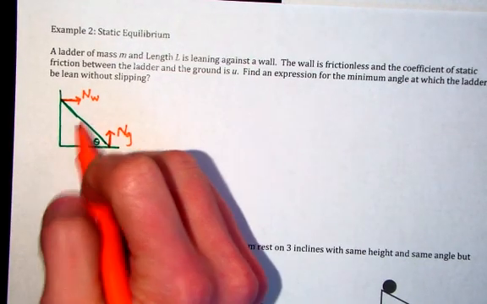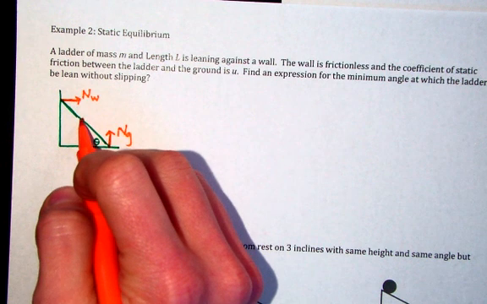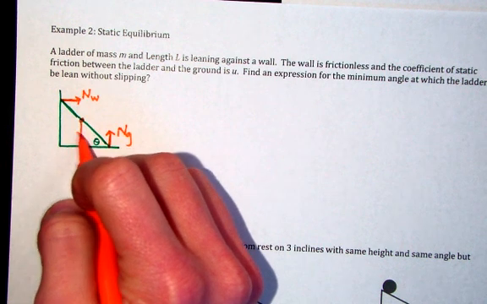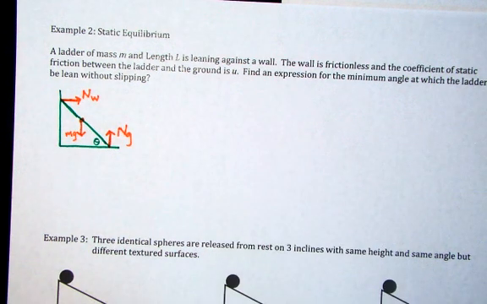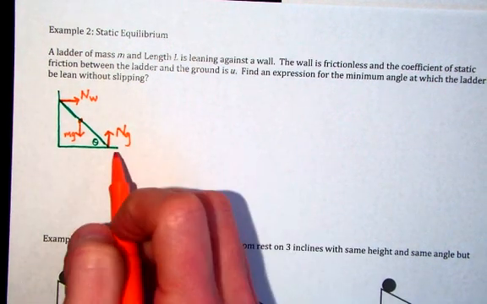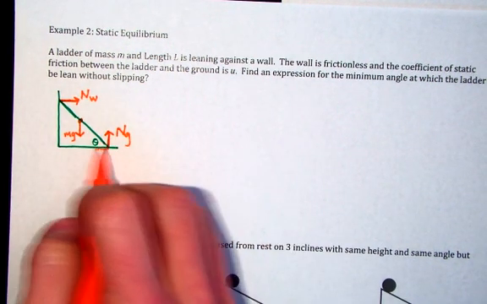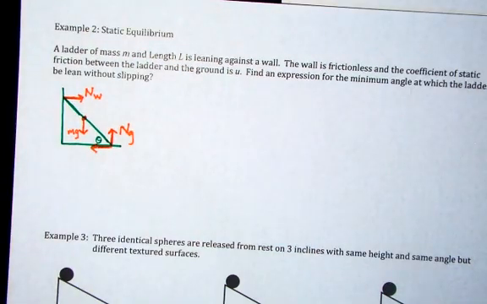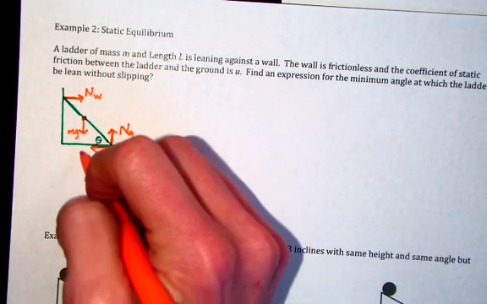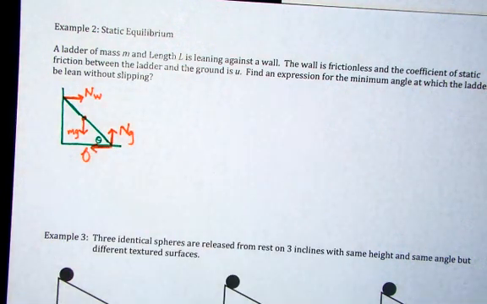And the weight force is going to be in the middle, at the center of mass, because we're going to assume that this is uniform. And what else? And then friction on the ground, not to be confused with friction on the wall, which does not exist. Okay, so this is friction here. So we have these 4 forces.